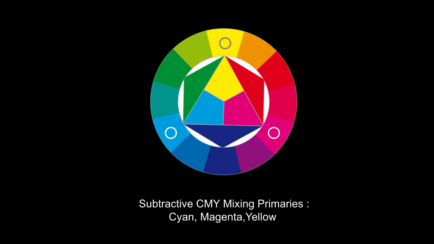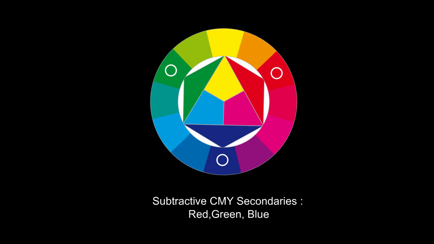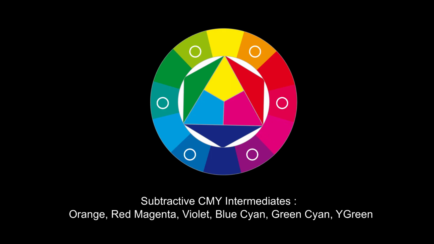Here are the CMY primaries. So we've got cyan, magenta, and yellow. The subtractive CMY secondaries are red, green, and blue. And then the subtractive CMY intermediates are orange-red, red-magenta. Okay, so there's the orange-red, red-magenta. See, it's between the magenta and red.